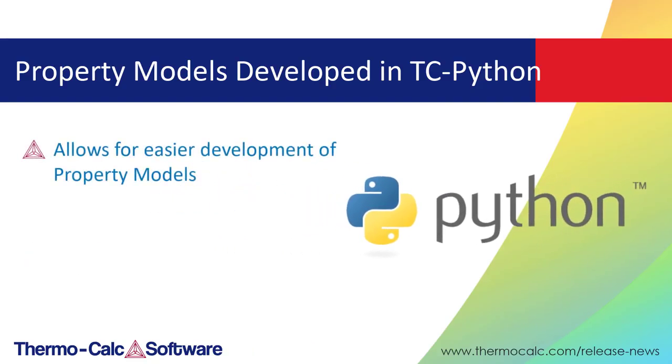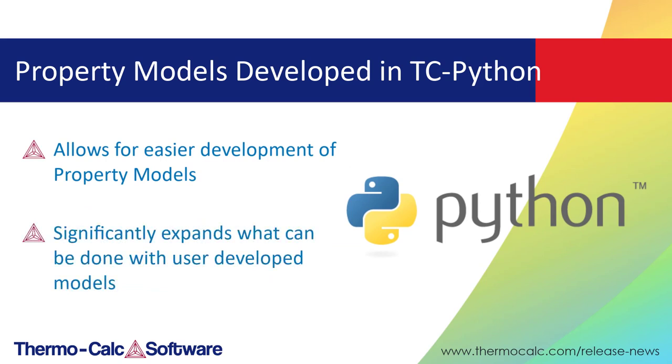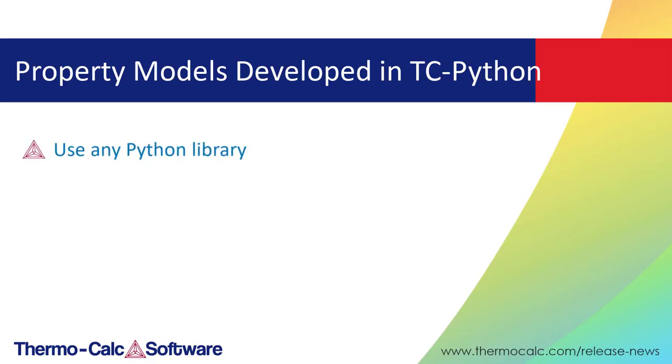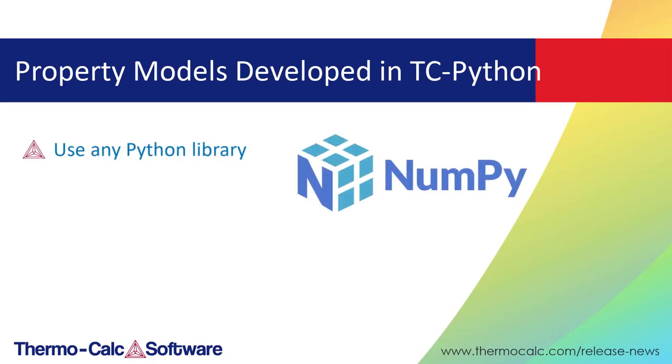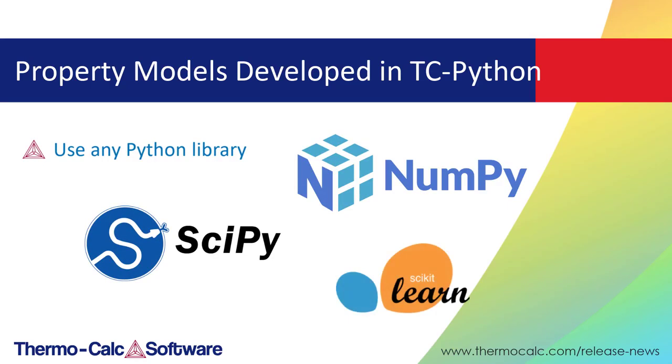This new system allows for easier development of property models and significantly expands what can be done with user-developed models. For instance, because this new API uses the Python language, users can use any Python library, such as NumPy, SciPy, or scikit-learn within the property models, making model development quite powerful.